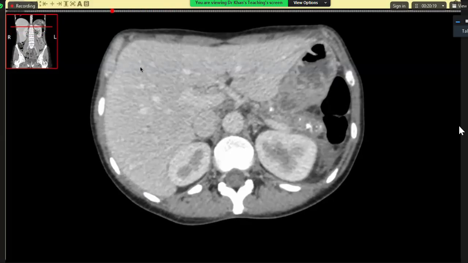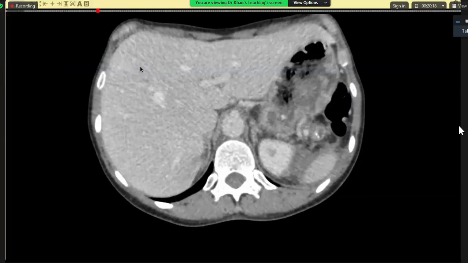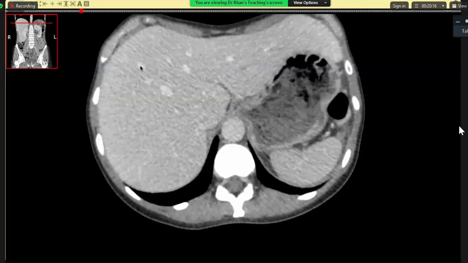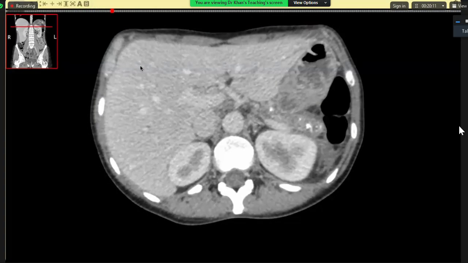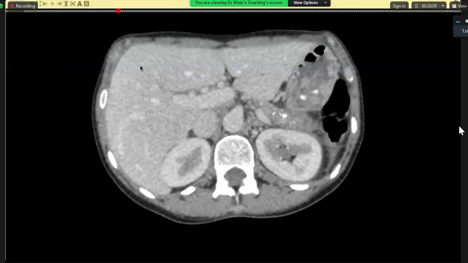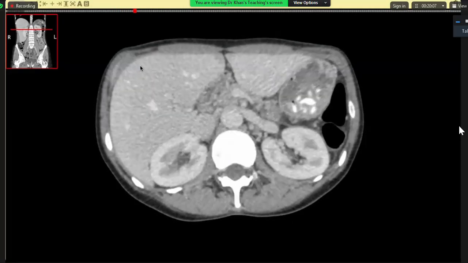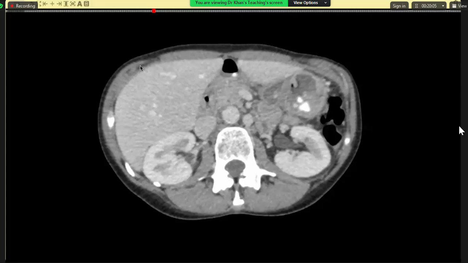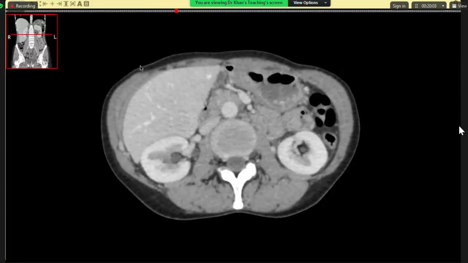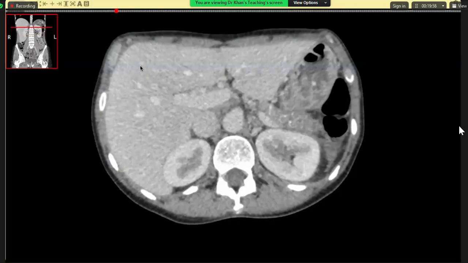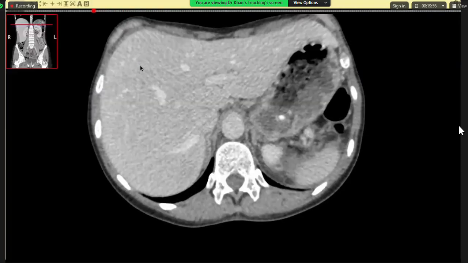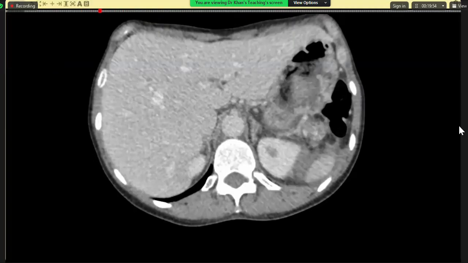So why is the patient having pain? Sir, I can't see any signs of acute pancreatitis in this case. Okay, then. Thank you. Thank you. Okay, sir. Thank you.